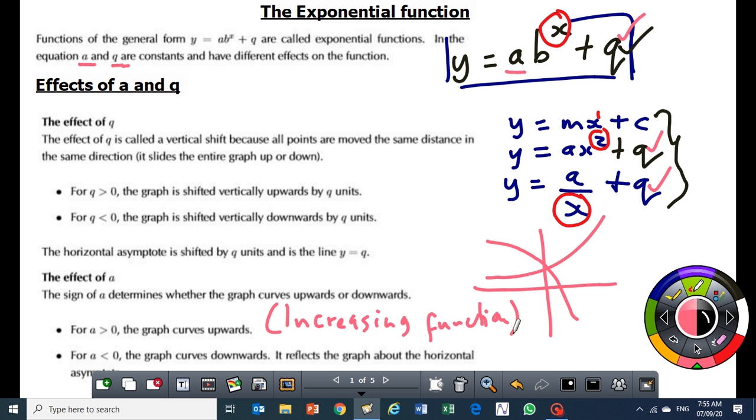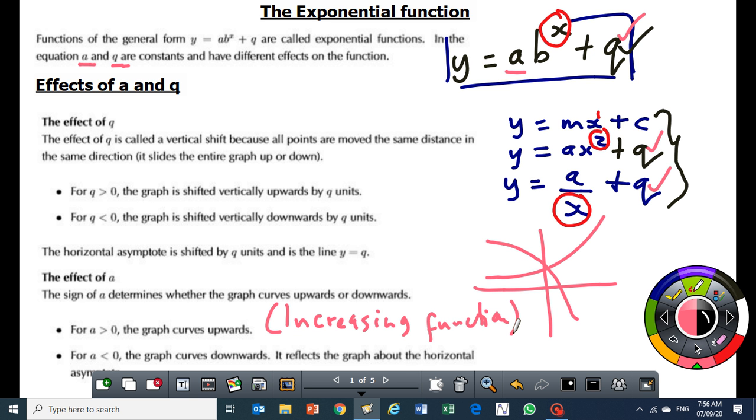When the A, please, the B can never be negative, and the B can never be equal to 1. But the B can be between 0 and 1. It can be greater than 1. It cannot be 0. It cannot be exactly equal to 1.